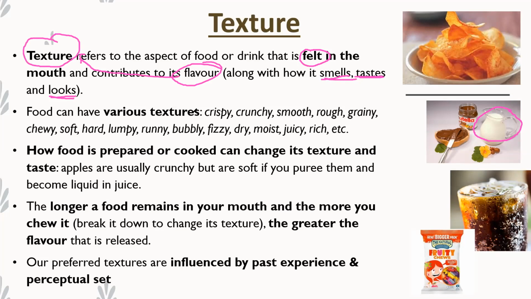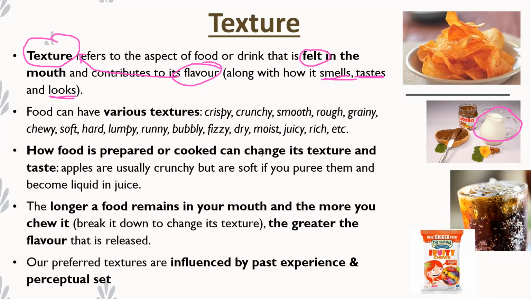Okay, food can have various textures, and these are just some examples. Again, this is very common sense. You guys are probably already familiar with this. So food can be crispy, crunchy, smooth, rough, grainy, chewy, soft, hard, lumpy, runny, bubbly, fizzy, dry, moist, juicy, rich, etc. There are so many textures. You don't need to know all of these. This is not something you've got to memorize. But if I ever ask you to, for example, give one example of a texture of food, you can just say crunchy or smooth or whatever.